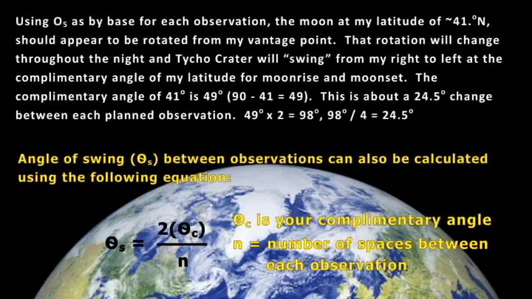The complementary angle for 41 degrees is 49. 90 minus 41 is 49. And this is about a 24.5 degree change between each planned observation. How did I calculate that? There's the raw math. 49 degrees times 2, because it'll be going from 49 to 49, so you multiply it by 2 equals 98 degrees, and I divide it by 4 to get 24.5 degrees.